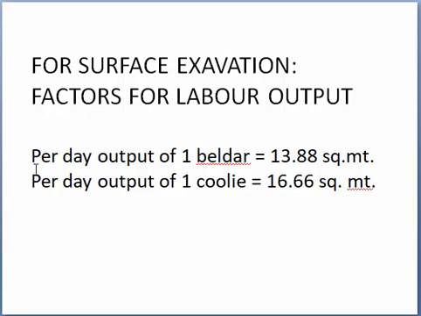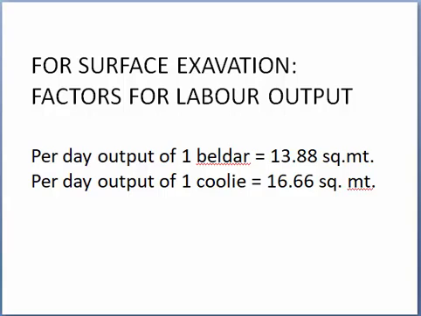Factors for labor output: per day output of one Beldar is 13.88 square meter, and per day output of one coolie is 16.66 square meter. What does this mean? This means the experienced engineers have observed one Beldar doing the surface excavation work, and the output which one Beldar has given for one day, that means for 8 hours, is 13.88 square meter. In the same manner, the output given by one coolie has been observed as 16.66 square meters. So these factors have been given to us by the experienced persons while observing the actual amount of work done on the site.